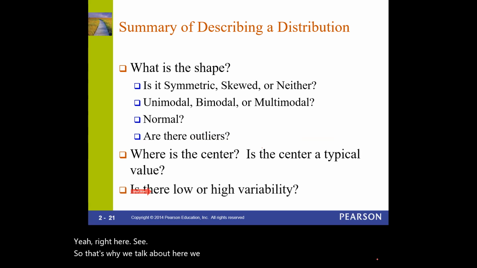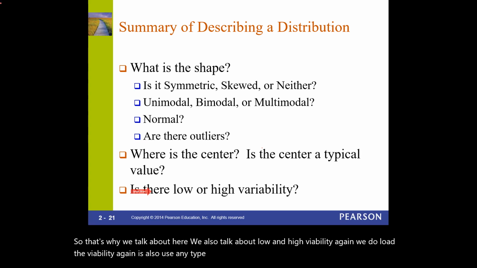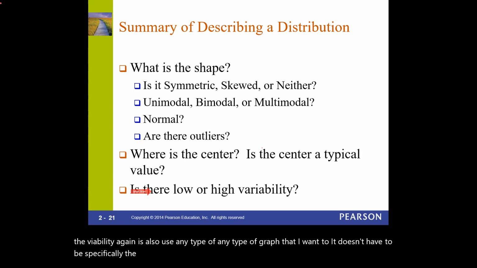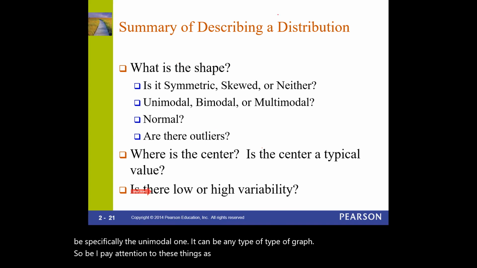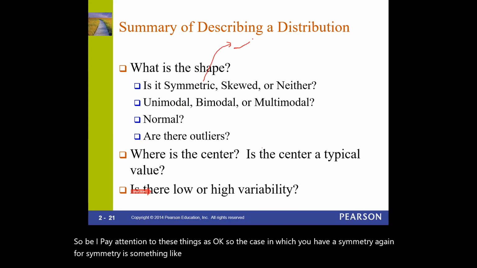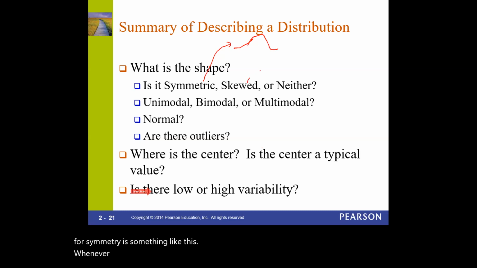We also talked about low and high variability. Again, for low or high variability, I can use any type of graph that I want. It doesn't have to be specifically the unimodal one. It can be any type of graph. So pay attention to these things as well. Okay. So the case in which you have symmetry, again, symmetry is something like this. Let's see, symmetry. Whenever you have a bell shape, the skewed can be like a left skewed. Okay, so let me see.